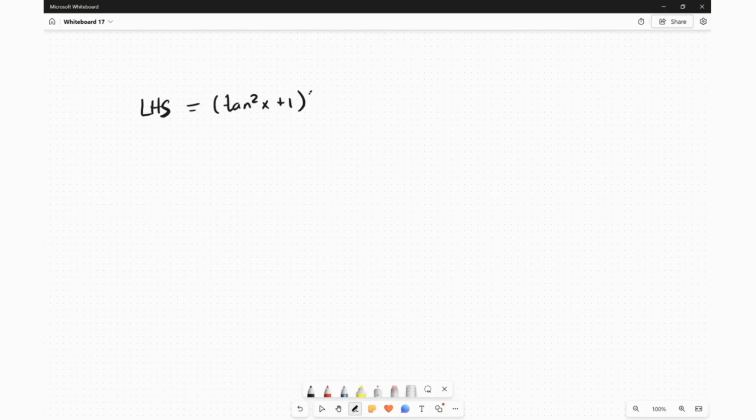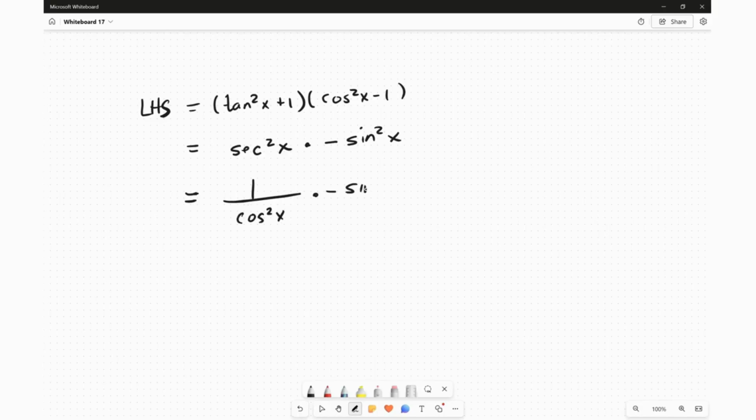I'm going to rewrite this back over. Tan squared x plus 1 times cosine squared x minus 1. We said that equals secant squared x times negative sine squared x. So we did that. What do we know secant squared x is equal to? 1 over cosine squared x. So secant squared x would be 1 over cosine squared x. All right, times this. If we multiply both of these together, it would be negative sine squared x over cosine squared x. Then we peek at where we're supposed to go, the right-hand side is negative tan squared x. So the question is, is sine squared x over cosine squared x the same thing as tan squared x?